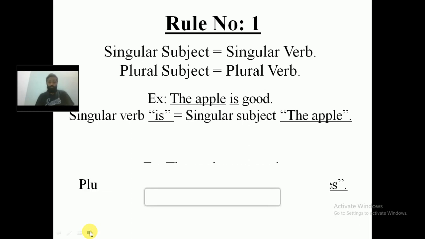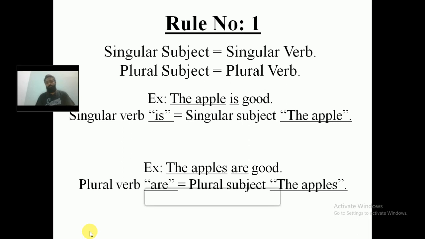Take the next example. "The apples are good." The subject is the apples. That is a plural subject. The verb is are. So what is the rule regarding the subject-verb agreement? When there is a plural subject, it has to be a plural verb. In the second example, the subject is plural, that is the apples, so we have to use the plural verb called are. This is the first rule regarding the subject-verb agreement. If there is a singular subject, it has to be a singular verb. If there is a plural subject, it has to be a plural verb.